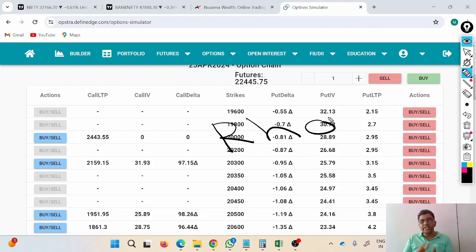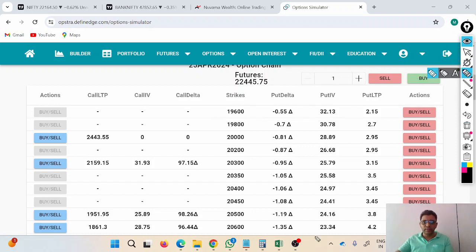But the change in interest rate does not happen so frequently. That's why, in order to form our strategies, whether it is an expiry day strategy or monthly strategy or quarterly strategy, generally we do not consider the rho part. I explain rho only for knowledge purposes, but it does not impact much.